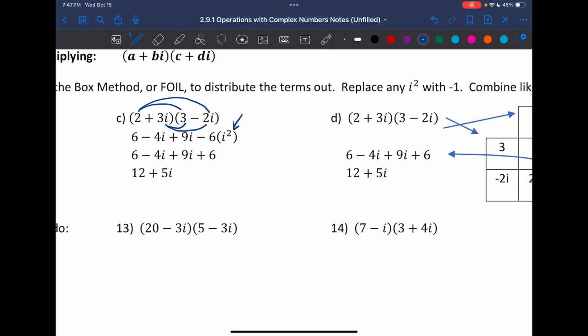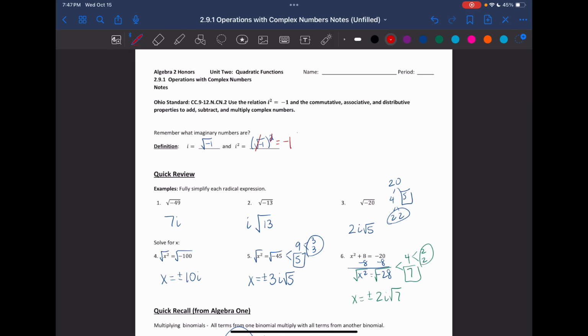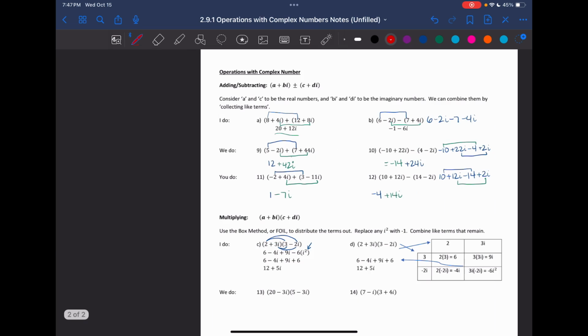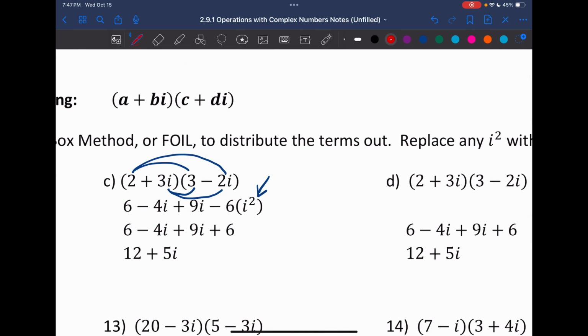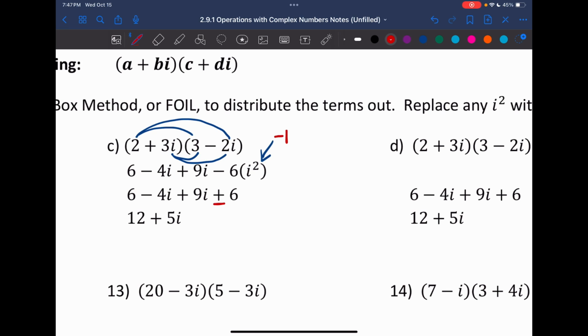Now this right here is where it's different from x's, because i squared actually has a value, as we saw on the previous page. We said that i squared is equal to -1. So what I have to do is simplify that and say that this is actually equal to -1. But -6 times -1 is +6, which is why in the next line it turns into a +6. From there, you simplify just like you did in the add and subtract, so combine anything together that's alike.